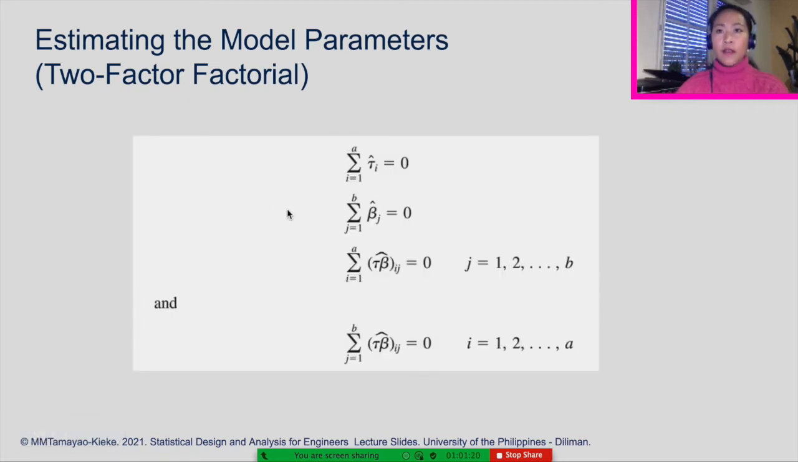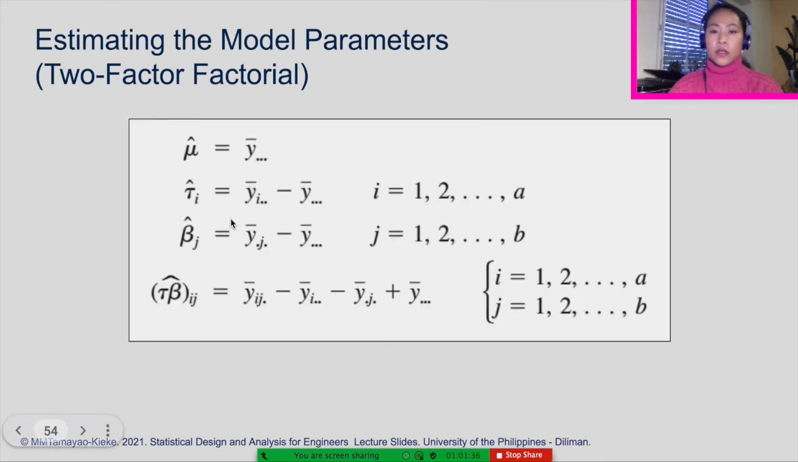Now, since the effects model is over-parameterized, there are a plus b plus 1 linear dependencies. And so, to obtain unique solutions, the following constraints are imposed. Now, applying these constraints, the normal equations become significantly simpler, and we get the following solutions.